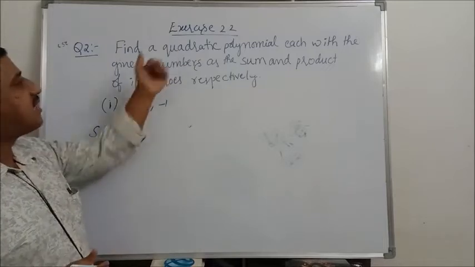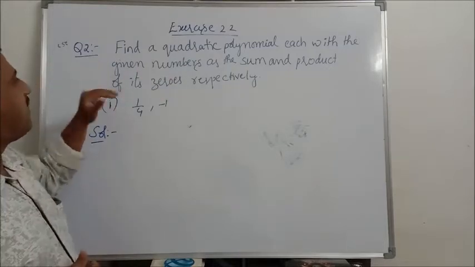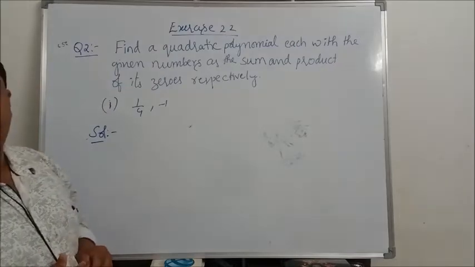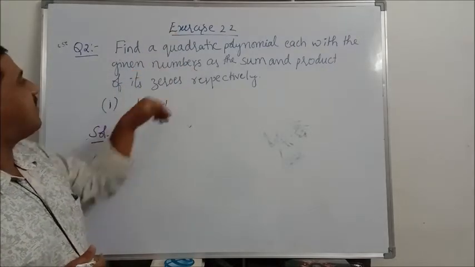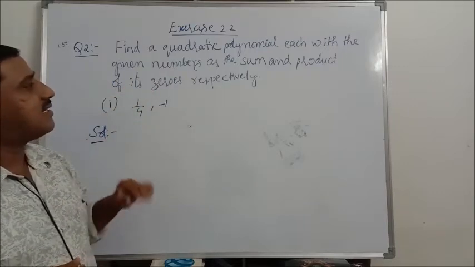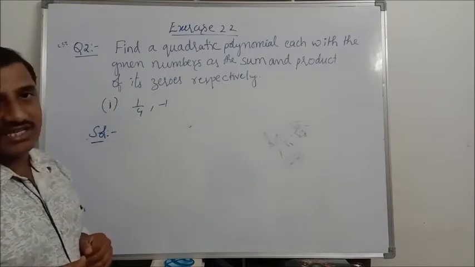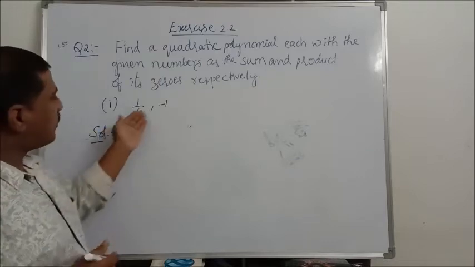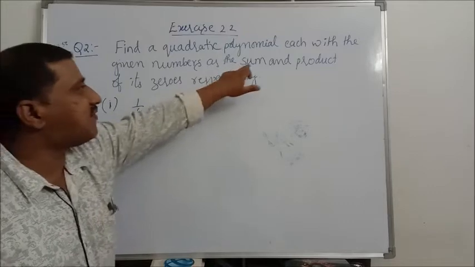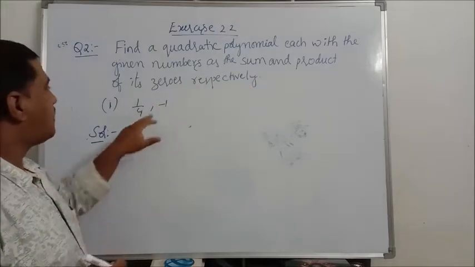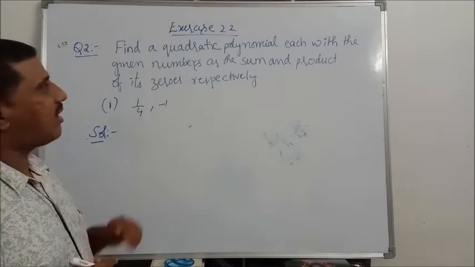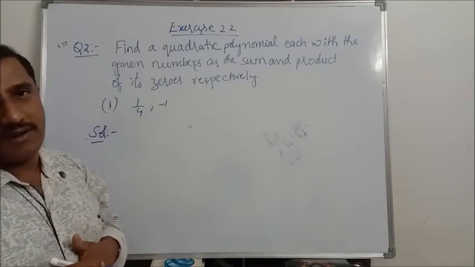Now exercise number 2.2, second bit. Find a quadratic polynomial each with the given numbers as the sum and product of its zeros respectively. So two numbers are given in each problem. The first number will represent the sum of the zeros of a quadratic polynomial. The second number will represent the product of the zeros. Then we need to find the quadratic polynomial.